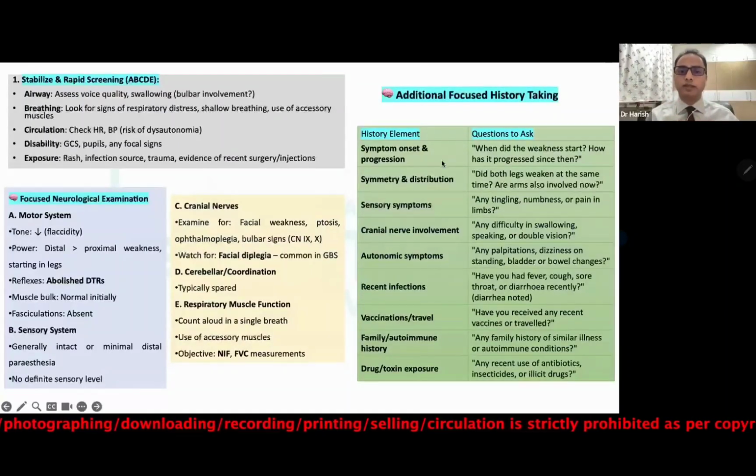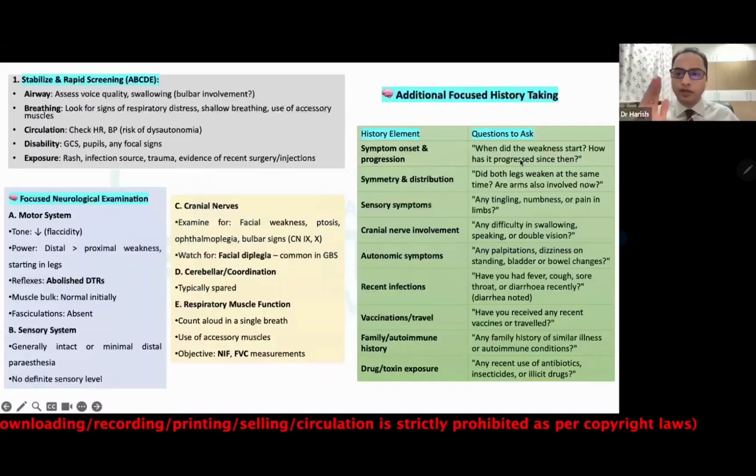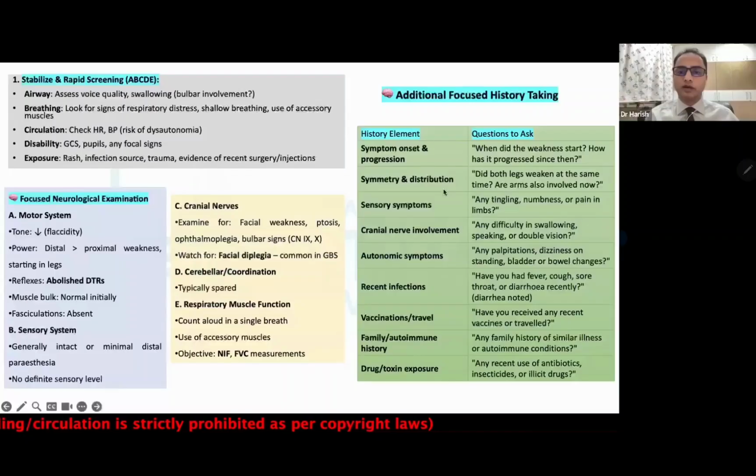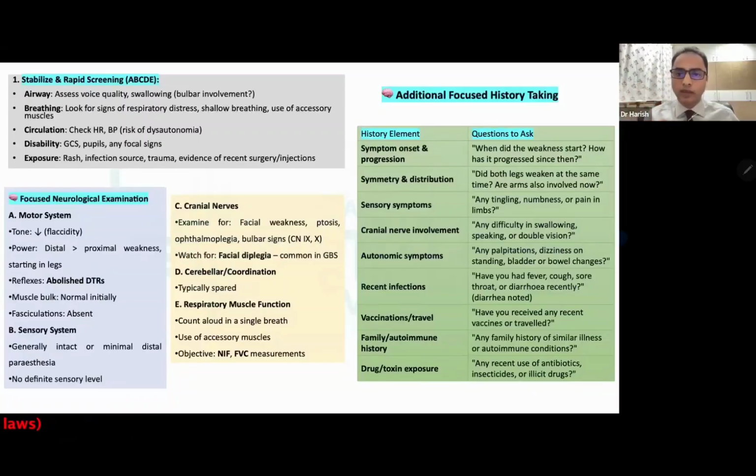Symptom onset and progression: when did the weakness start, and how has it progressed since then? Symmetry and distribution: did both legs weaken at the same time? Are the arms also involved now? Sensory symptoms: any tingling, numbness or pain in the limbs? Cranial nerve involvement in the history: any difficulty in swallowing, speaking, double vision?